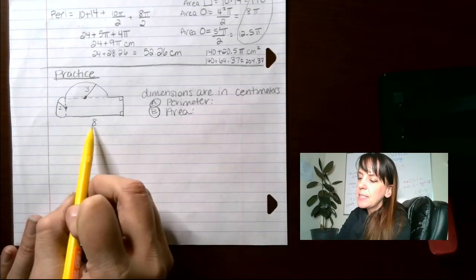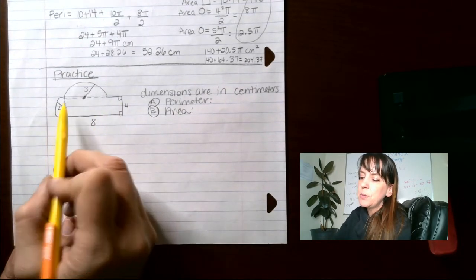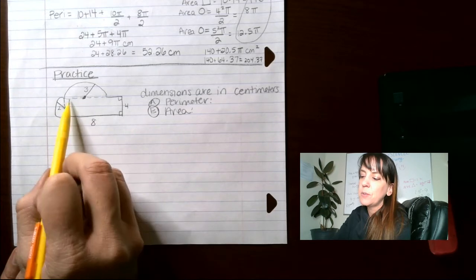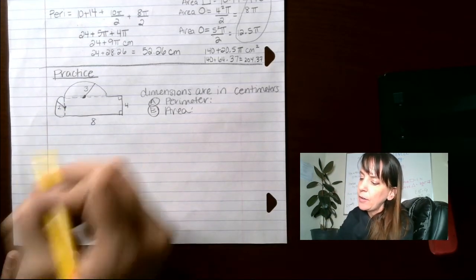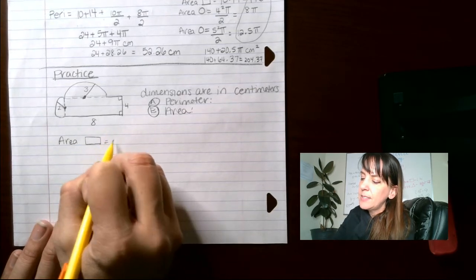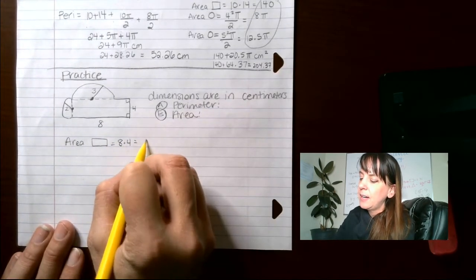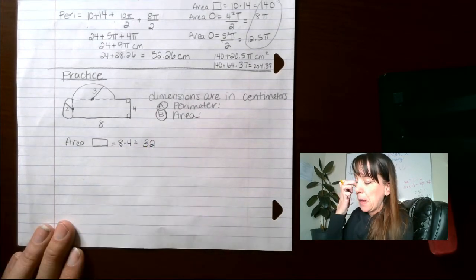All right, so we know that this guy is 8 here. This guy is going to be 4 because this is 2. So that means this is 2 and this is 2. Let's see. So the area of the rectangle is 8 times 4, which gives us 32.